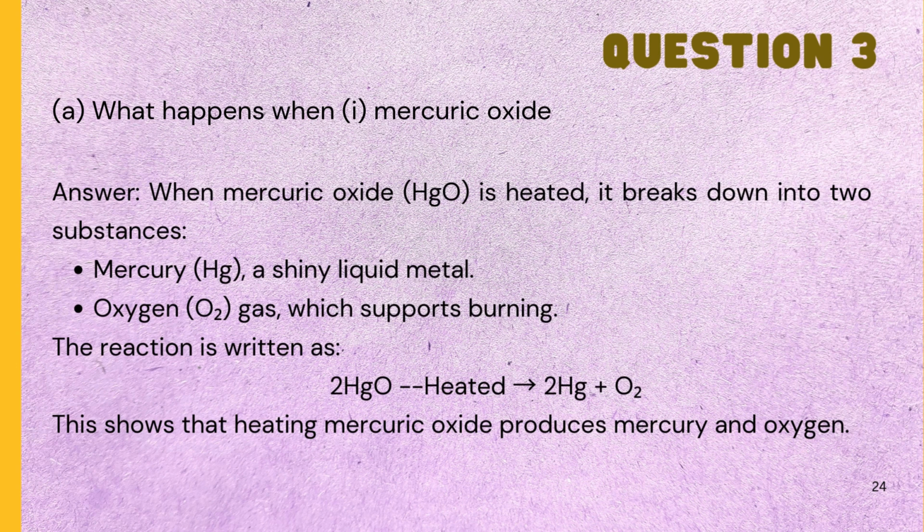A. What happens when I. Mercuric oxide is heated? Answer: when mercuric oxide, HgO, is heated, it breaks down into 2 substances, mercury, Hg, a shiny liquid metal, and oxygen, O2, a gas which supports burning. The reaction is written as 2HgO heated to 2Hg + O2. This shows that heating mercuric oxide produces mercury and oxygen.